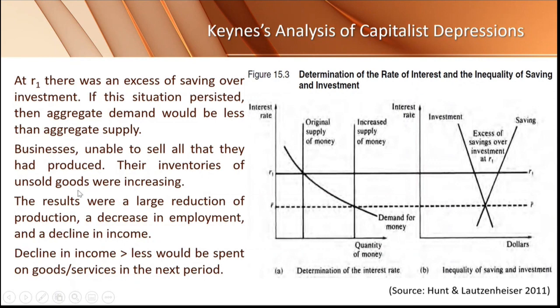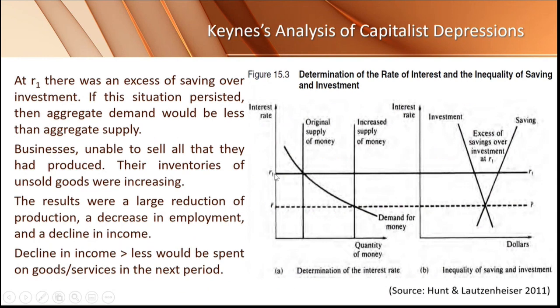So their inventory of unsold goods is increasing. As a result, there is a large reduction in production, an increase in unemployment, and a decline in income. All this will accumulate and become a recession, and later on a depression, right? With the decline in income, less will be spent on goods and services in the next period, which is even worse, right?